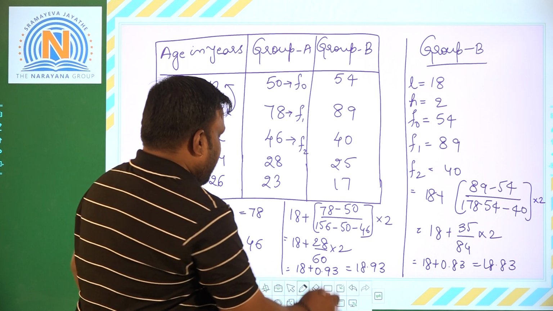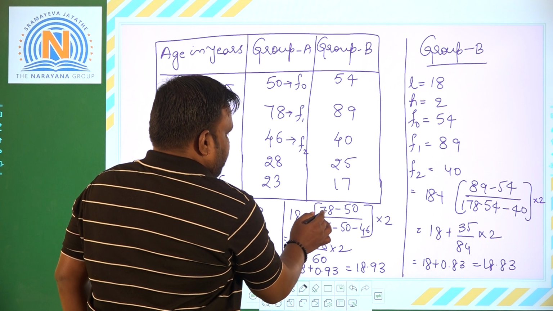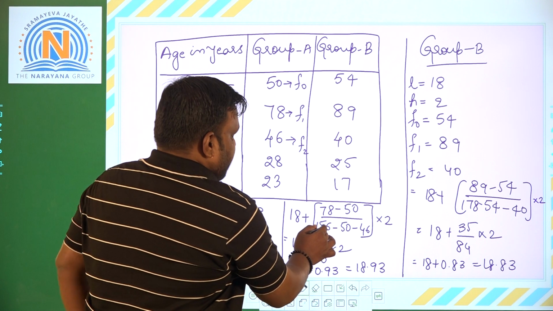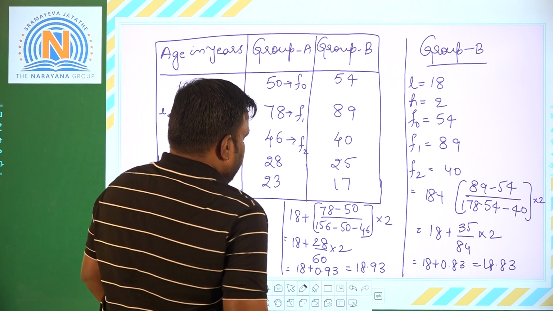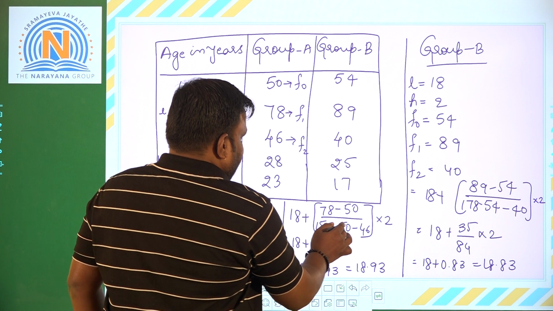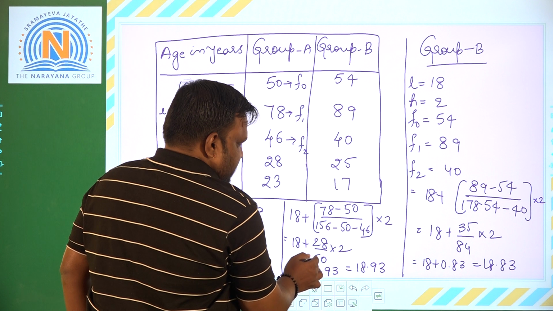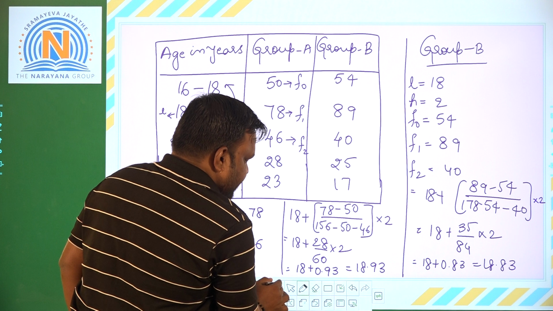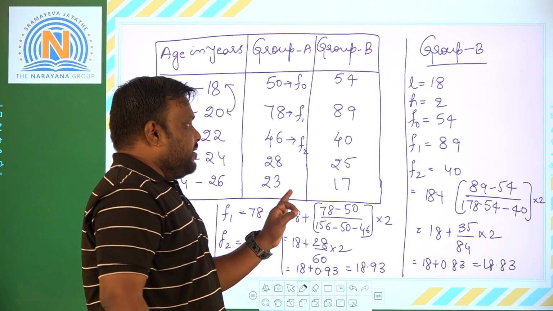I am substituting in the formula: 18 is L, so 18 plus (F1 minus F0), that means 78 minus 50, by 2F1, 2 into 78, 156, minus F0 which is 50, minus F2 which is 46, into H which is 2. So 78 minus 50 is 28, 28 by (156 minus 50 minus 46, that is 156 minus 96) which is 60, into 2. On calculating, you get 0.93. So 18 plus 0.93 gives you 18.93. This is the mode of group A.